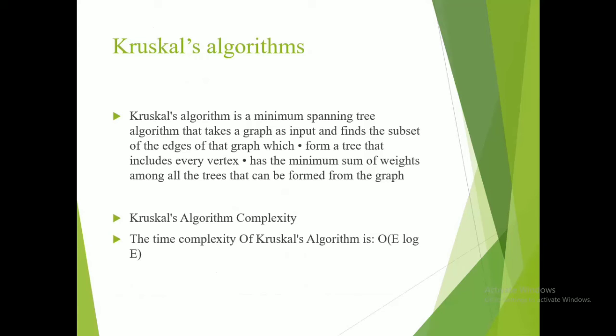Kruskal algorithm. Kruskal's algorithm is a minimum spanning tree algorithm that takes a graph as input and finds the subset of the edges of that graph which forms a tree that includes every vertex and has the minimum sum of weights among all the trees that can be formed from the graph. The time complexity of Kruskal's algorithm is O(E log E).